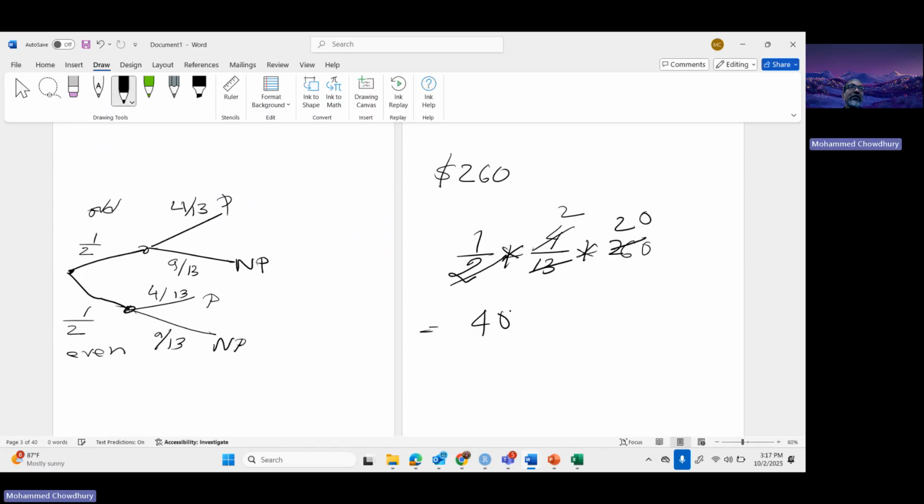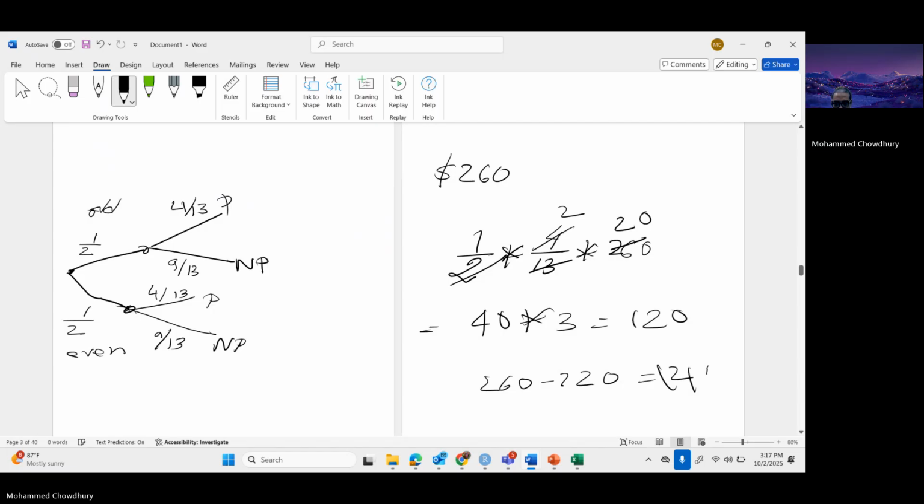So 40 people win. With $3, this is equal to 120. So that means 260 minus 120. I want to play this game. 260 minus 120, so 140. The profit is 140.